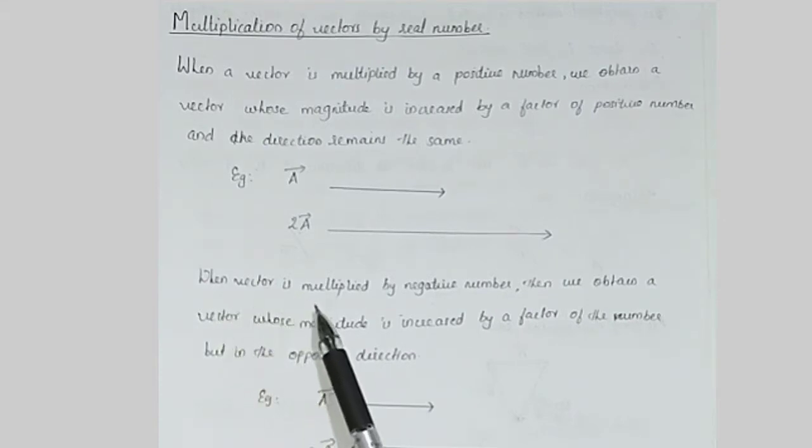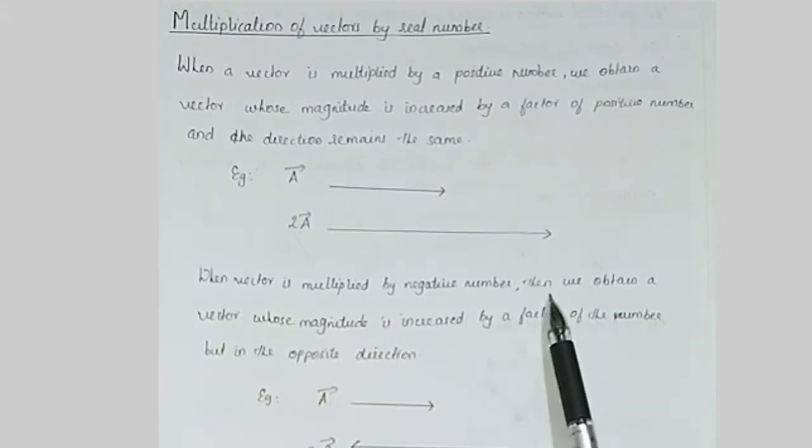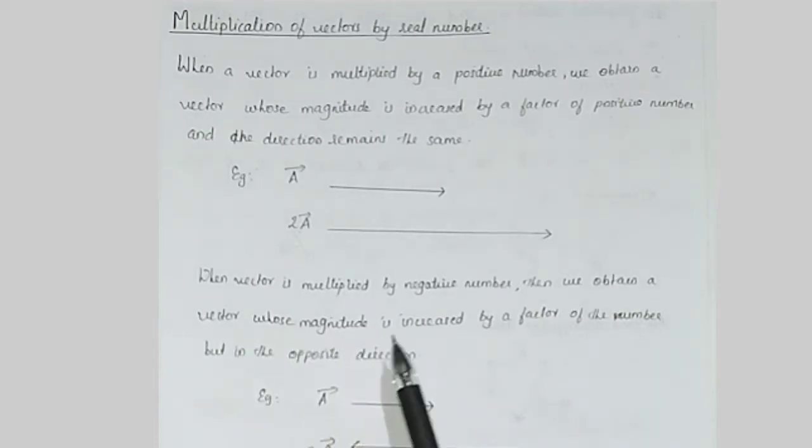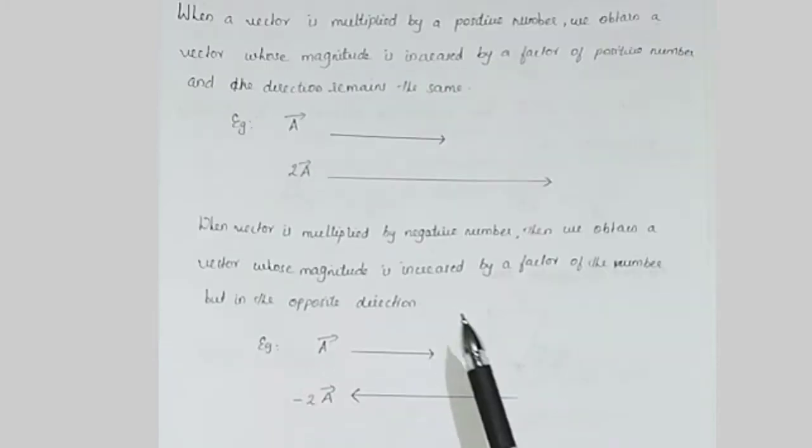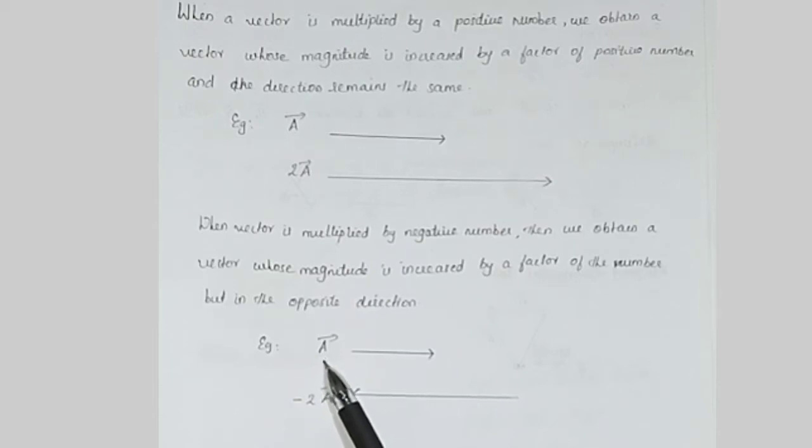Now, when a vector is multiplied with a negative number, then we obtain a vector whose magnitude is increased by a factor of that number, but here the direction will become the opposite. For example, we have a vector A and we are multiplying this vector A with the number -2. Then the magnitude of our vector doubles because the number is 2, but the direction becomes opposite. So this is how vectors act when we multiply them with a real number.